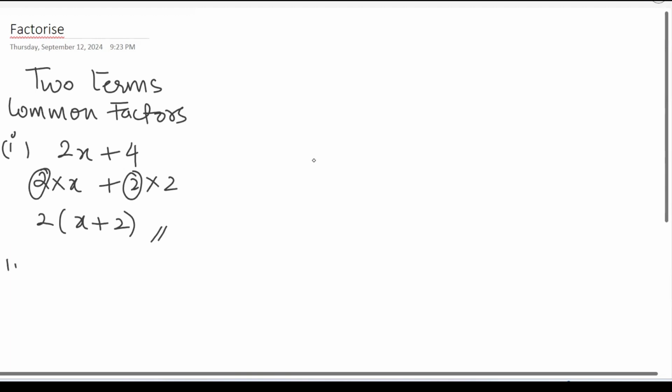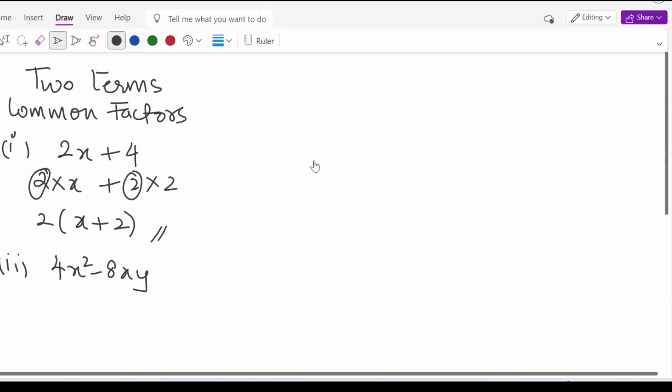Next, one more example of two terms and common factors I'm showing you. Suppose you have 4x square minus 8xy. So very closely observe these two terms. You can see 4 is common and x is common, or you can say for these two terms, 4x is the HCF or highest common factor. So I'll just do it the way I did earlier. 2 times 2 is 4, x times x is x square, minus 2 times 2 is 4, 2 is 8, then x times y.